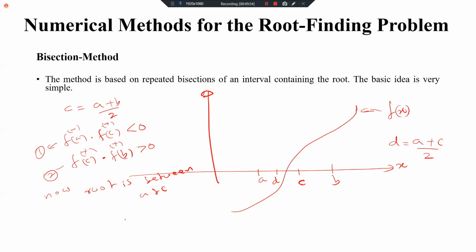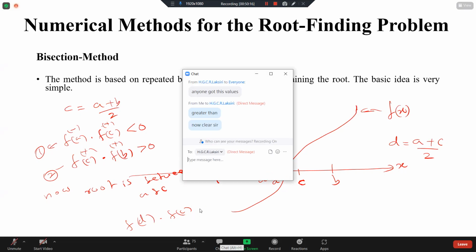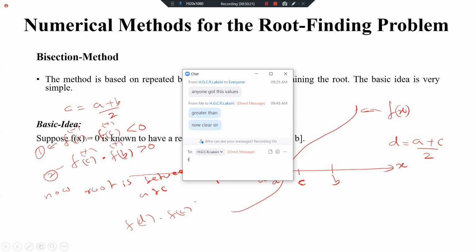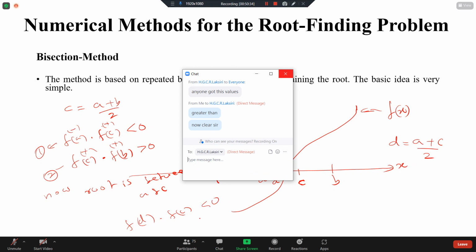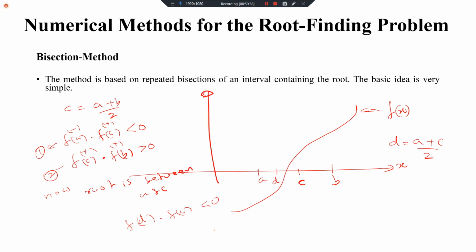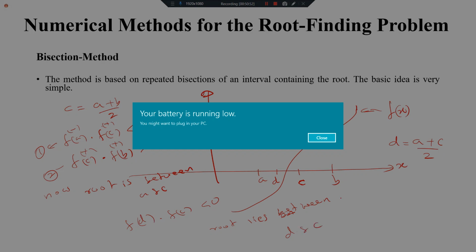Then tell me f(D), f(C). Is that less than or greater than? What's that value? It is again less than 0, no? That means your root lies between B and C.